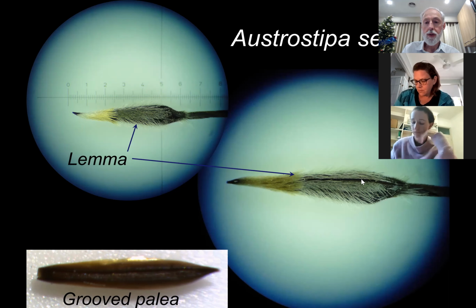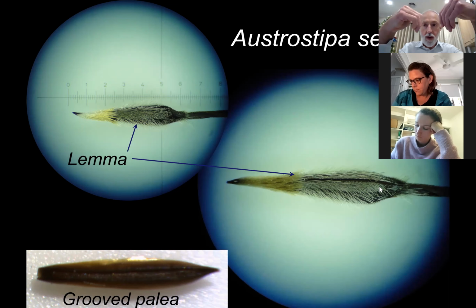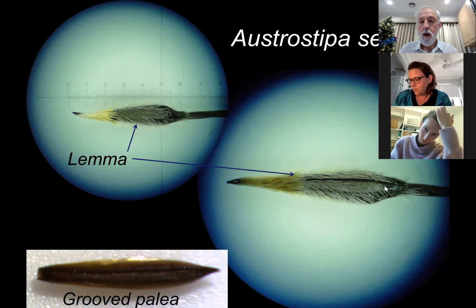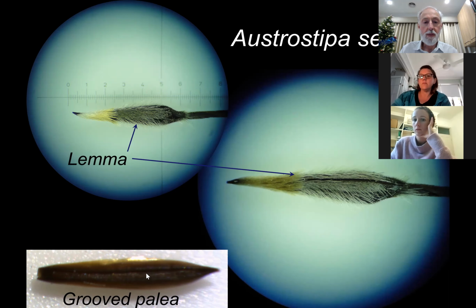So when we look at the seed, we actually see the groove, and the margins of the lemma curl inwards and interlock with the edges of the groove. The groove in cross section is a bit like in a jigsaw puzzle. You know how jigsaw puzzle pieces fit together. In cross section, that's what this is like, and the edges of the lemma actually interlock with the groove in the palea, and it's the only species that does that.